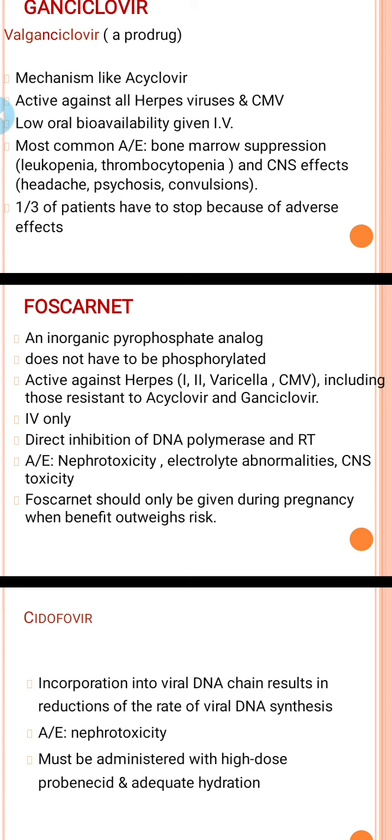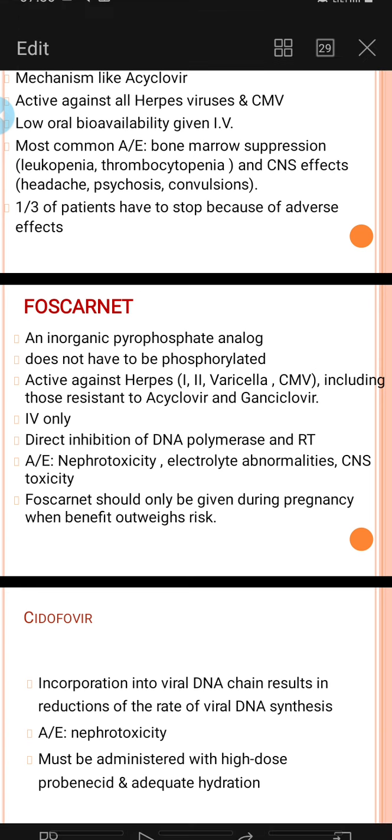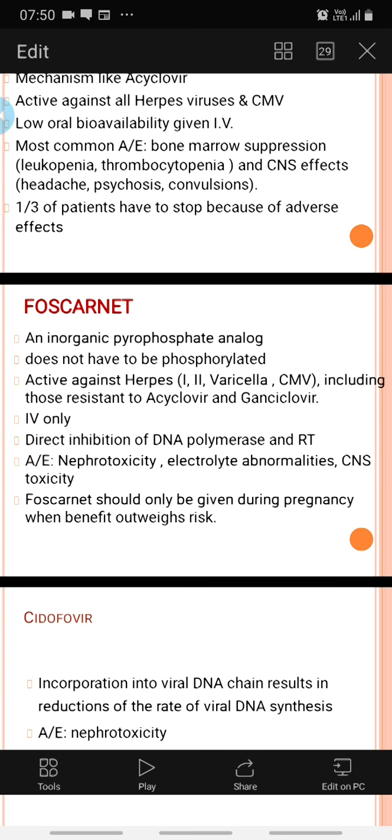Foscarnet is an inorganic pyrophosphate analog. It does not need to be phosphorylated, unlike cidofovir, ganciclovir and acyclovir. It is active against herpes 1 and 2, varicella and cytomegalovirus, including those resistant to acyclovir and ganciclovir. Varicella is chickenpox infection. We can use acyclovir, valacyclovir, and also foscarnet. It is used IV.